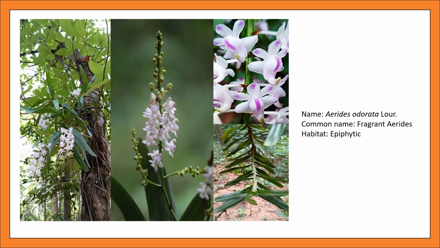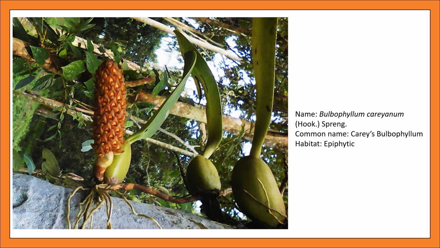Aerides odorata. It comes under the threatened category. It's a fragrant Aerides, the aroma. And the flower looks like the nail of a tiger. So locally it is known as Bagha Nakha orchid. Bulbophyllum cariniflorum, a very common species of Bulbophyllum. It's again epiphytic.